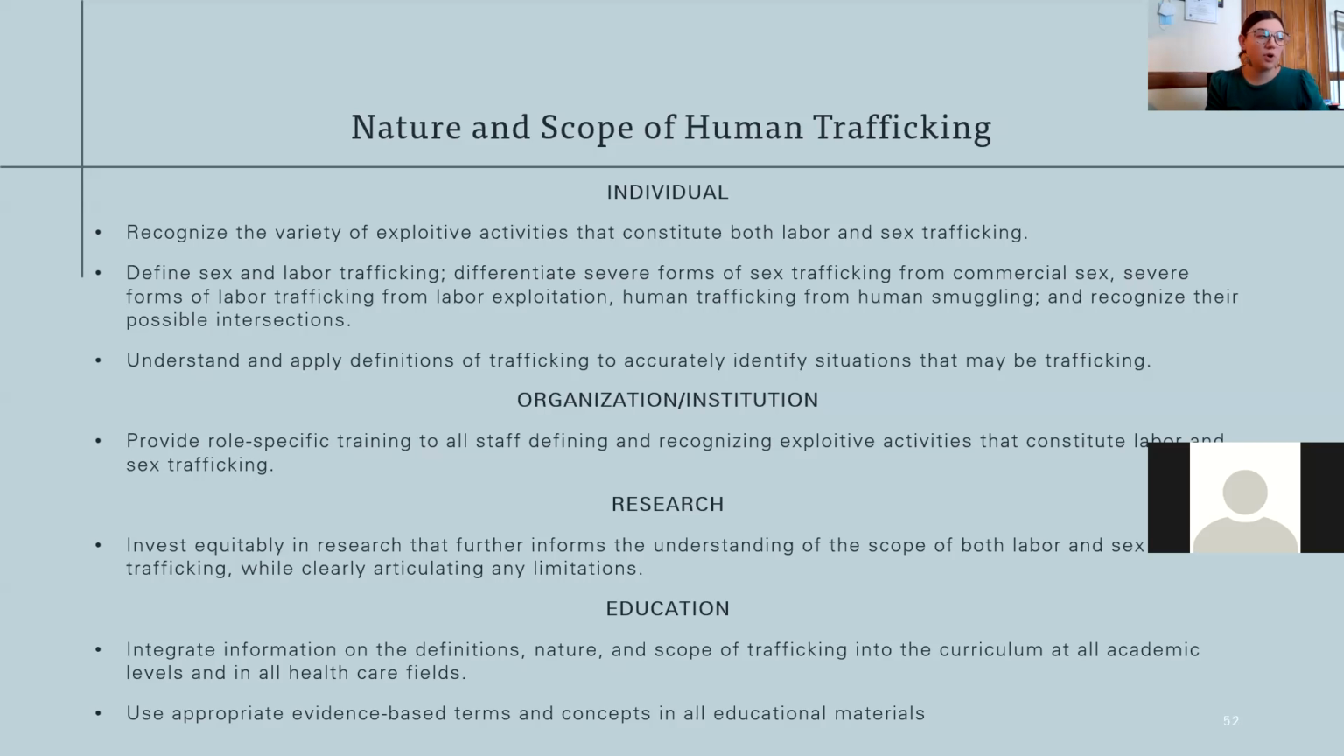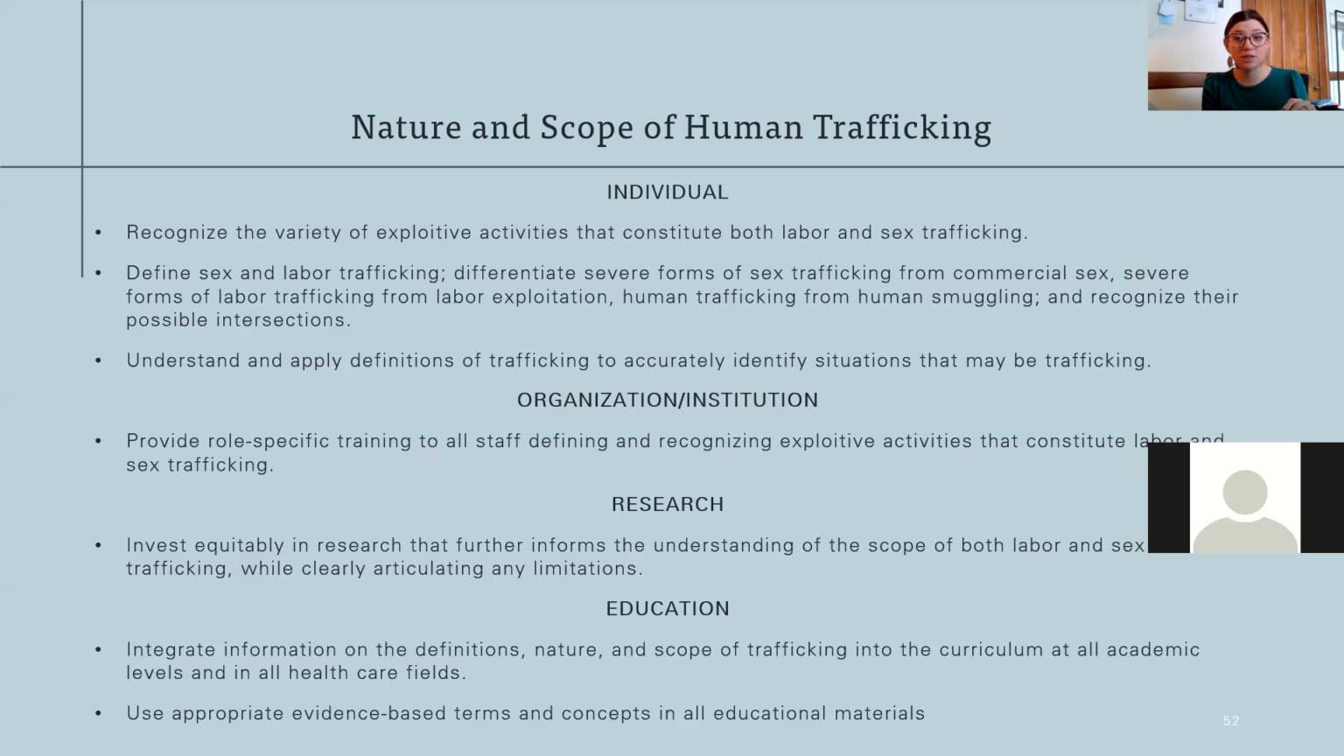Individual, recognizing the variety of exploitive activities that constitute both labor and sex trafficking. We looked at that image earlier that had the list of like 20 different businesses or jobs that people might have that could be experiencing sex or labor trafficking. Be able to define them, the disparity, and differentiate the severe forms of sex trafficking from commercial sex, right?